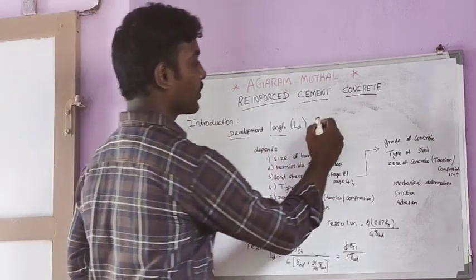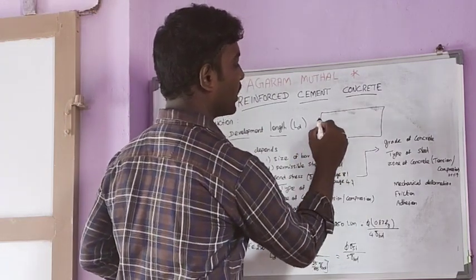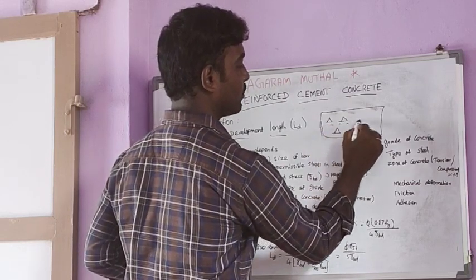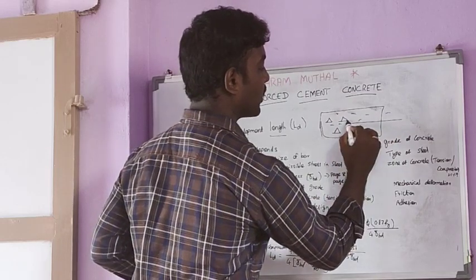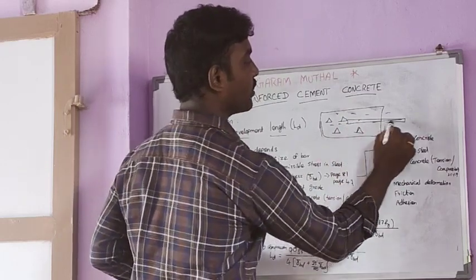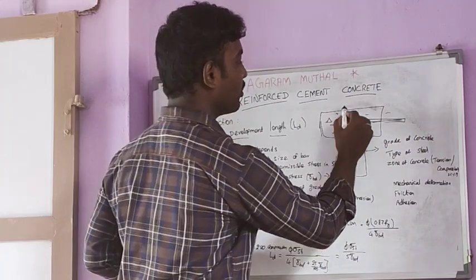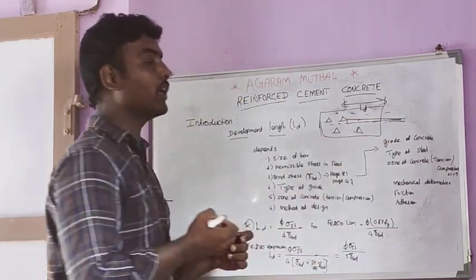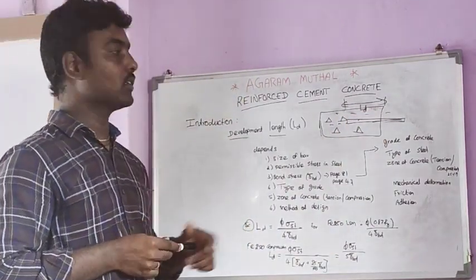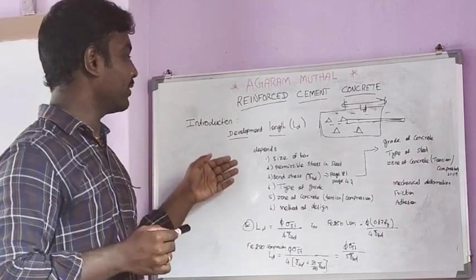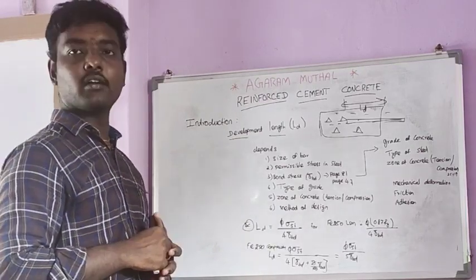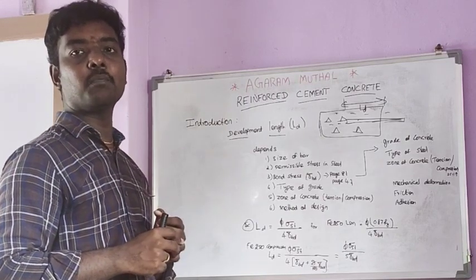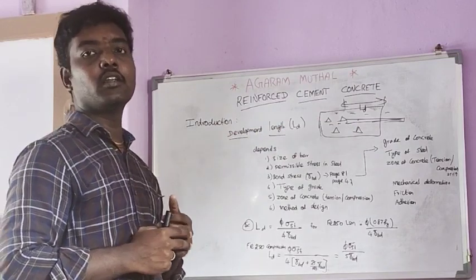For example, if you are taking a beam, this is concrete, and we insert reinforcement, so RCC. The portion of the steel which is incorporated into the concrete is called the development length, and it depends upon some other factors also. Based on that only, we fix the length of the steel which is incorporated into the concrete.